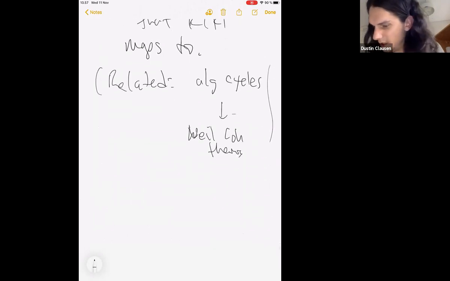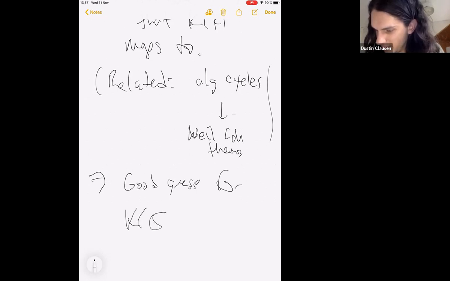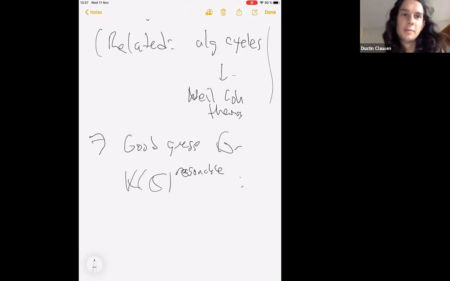There exists a good guess for, say, the reasonable K theory of the complex numbers. Basically, it should be gotten by amalgamating what you see in the topological K theory, or the anima K theory, little ku, and what you see as coming from regulator maps.